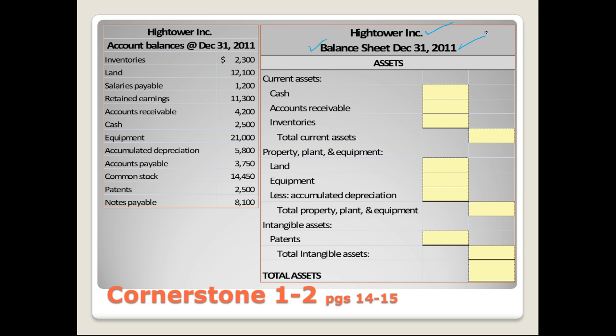Now take all the information you've got right here and figure out where you'd put it. Notice I already kind of set this up for you. We have assets first. Let's start with assets. We're going to move from current, the most current, which is always cash, to the least current. On this list, what are the assets?